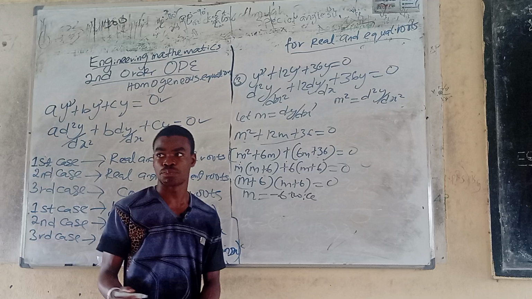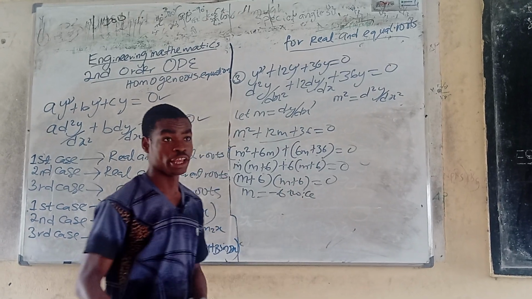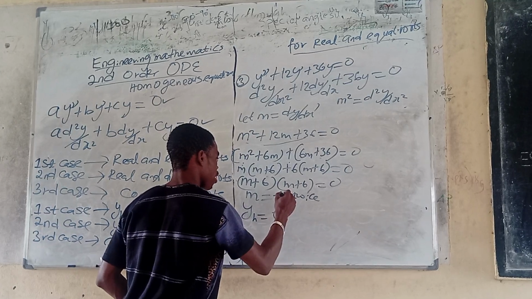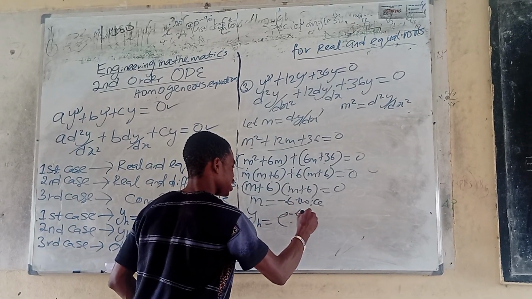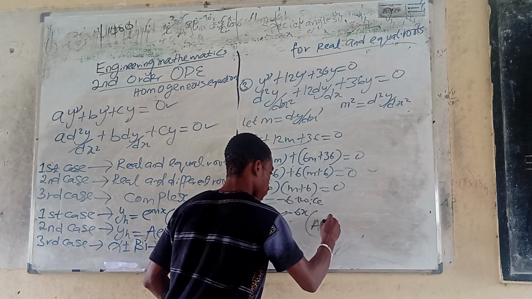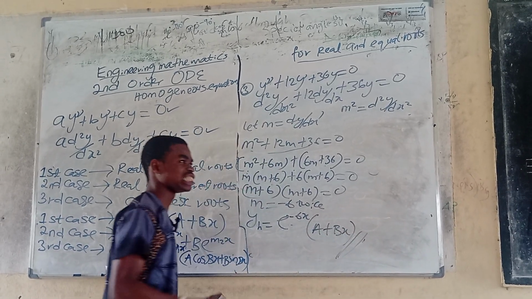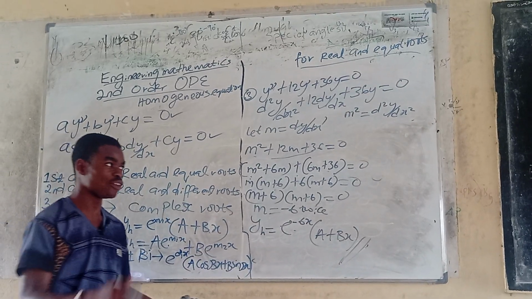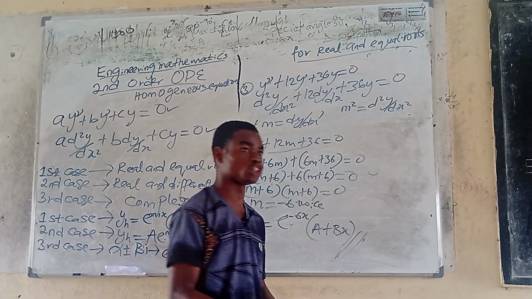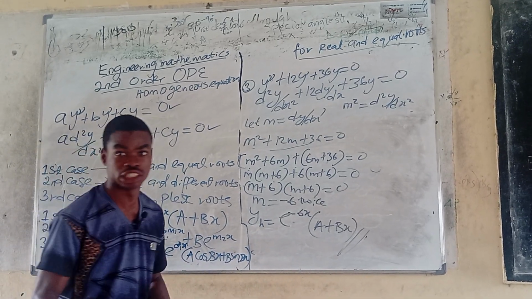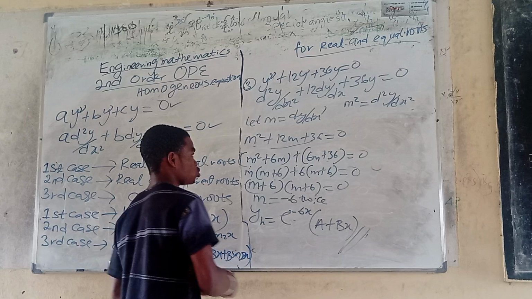What's the form of expressing real and equal roots? y homogeneous equals e to the mx times (a plus bx), where m is minus 6. So this is the last example for real and equal roots. If you have any question, drop it in the comment section. I'll be heading to solve questions on real and different roots.